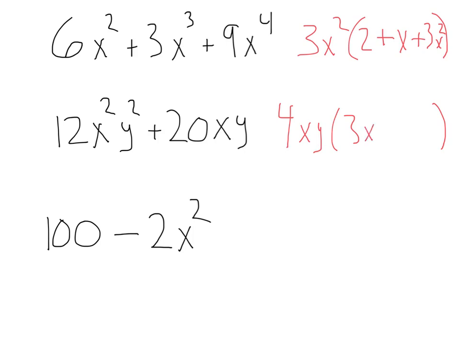So we've got 3xy plus this 20 here. We took out a 4 from that. That's going to leave us with a 5. And we took this xy out, so there's no x or y left.